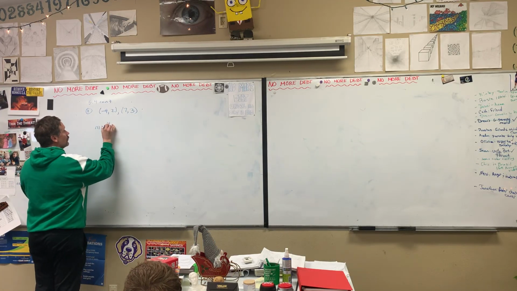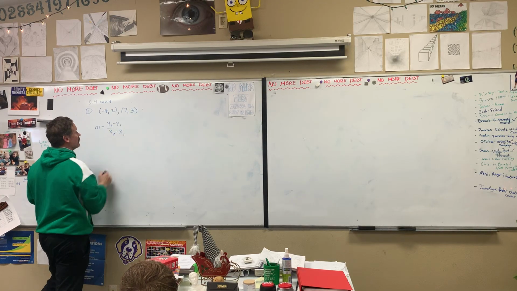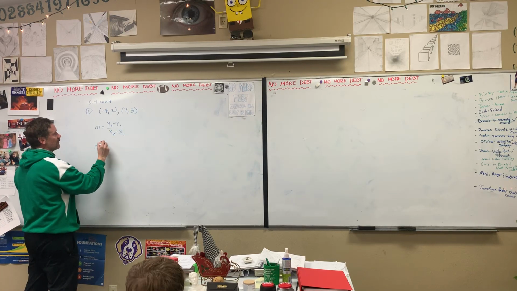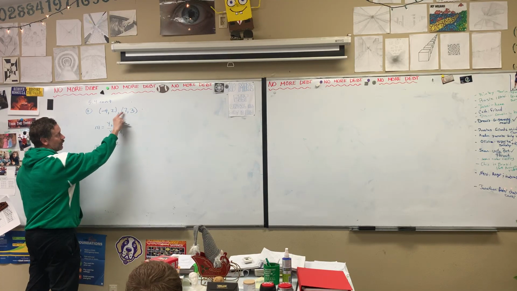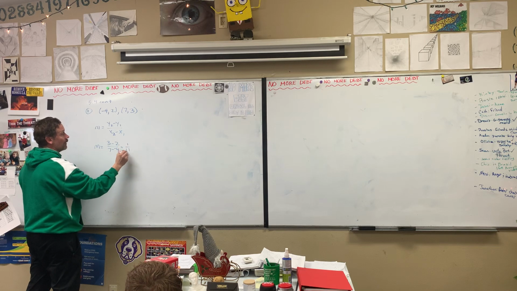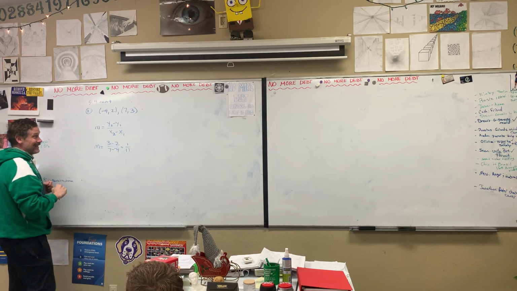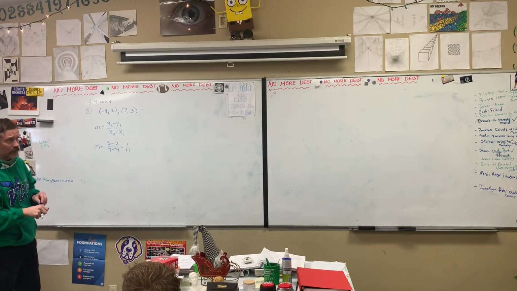So m is equal to y2 minus y1 over x2 minus x1. And so we've discussed it doesn't matter which one's y2. So we'll go y2 minus y1, 7 minus a negative 4, and you end up with 1/11th, correct? Yeah, so we got 1/11th. All right, so it's a fraction, it's no problem.